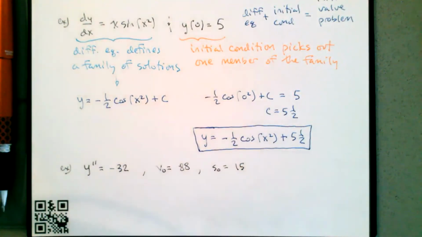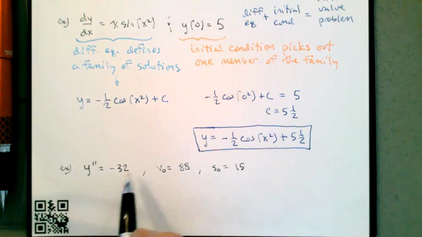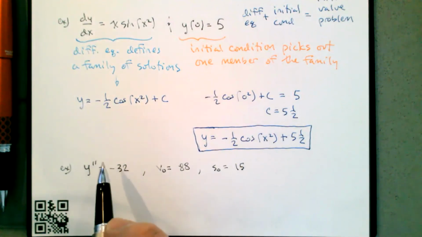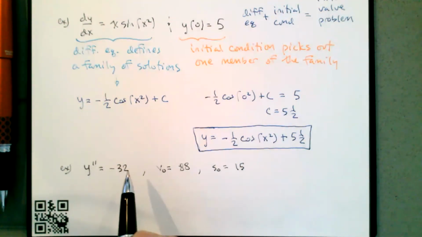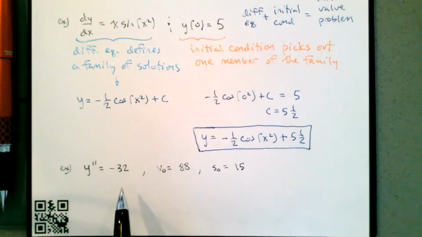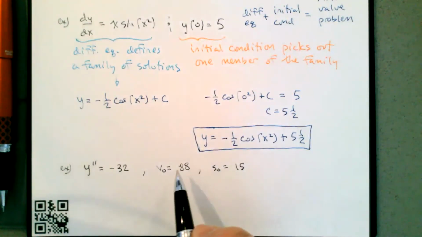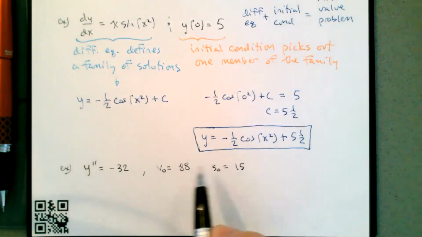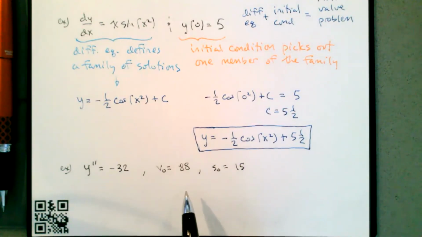So here is an initial condition problem, or initial value problem. I have a differential equation, which will give us the general solution. It's second order. It will have two arbitrary constants. Then the initial conditions, we need two of them because there are two arbitrary constants.